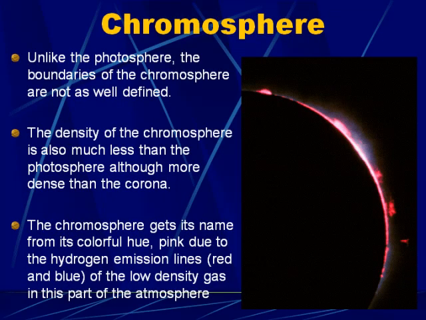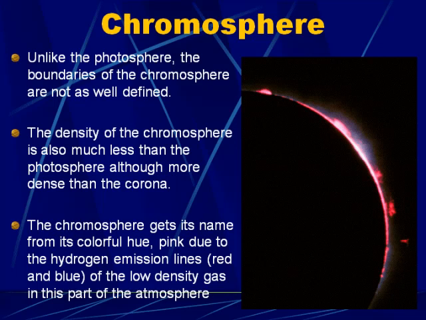The next layer is the chromosphere. And unlike the photosphere, the boundaries of the chromosphere are not really well defined. The chromosphere will go right from the top of the photosphere and sort of merge its way into the outermost layer of the corona. Now, the density of the chromosphere is much less than that of the photosphere, but it's significantly more dense than the corona.